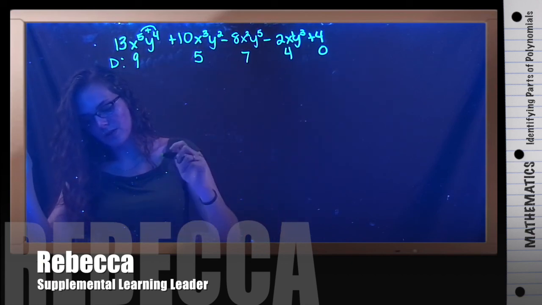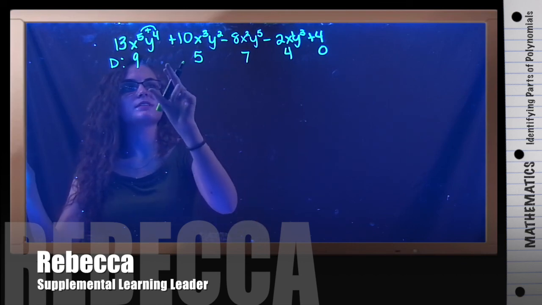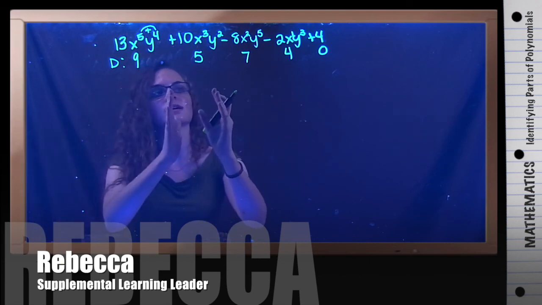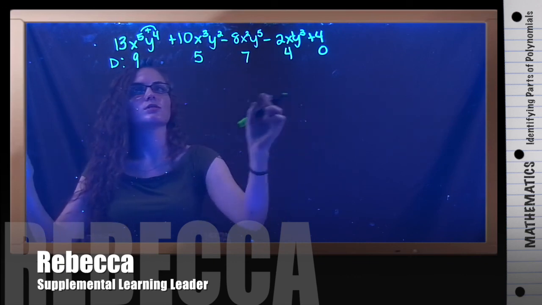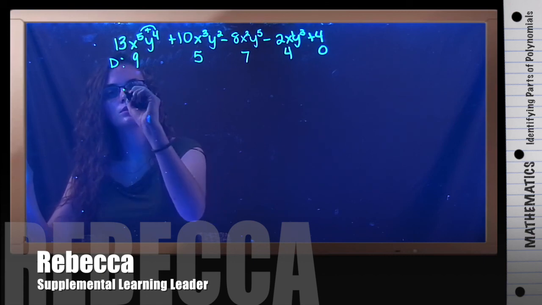Now we're asked to write the polynomial in descending order. Descending order means that you have to have the term with the highest degree first, and the second highest, and then the third highest, and so on. So the term with the highest degree has a degree of 9, and that's the first one, so we write that.